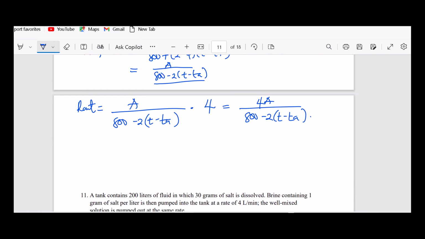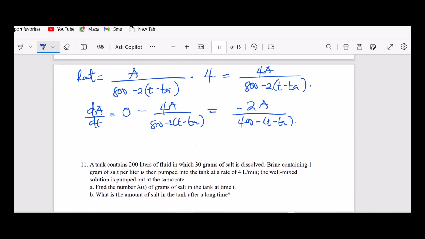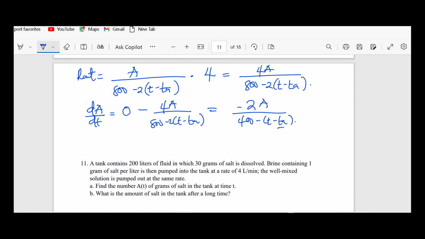But then we can write our differential modeling equation: dA/dt equals the rate in, that was 0, minus the rate out, 4A all over 800 minus 2 into brackets T minus T of A. This simplifies to become negative 2A all over 400 minus T minus T of A. But we don't know what T of A is.